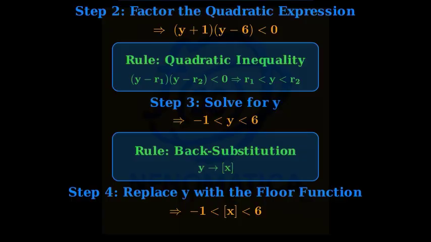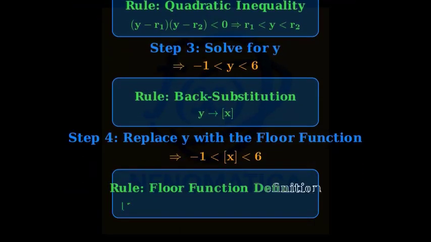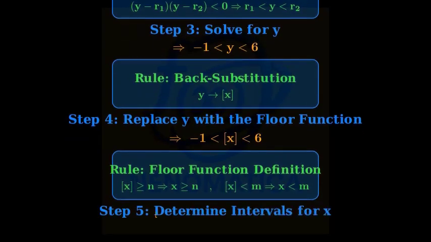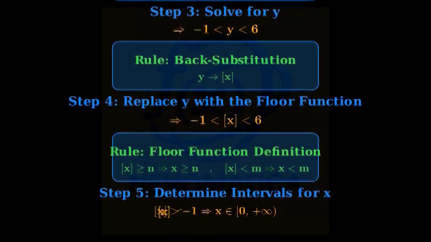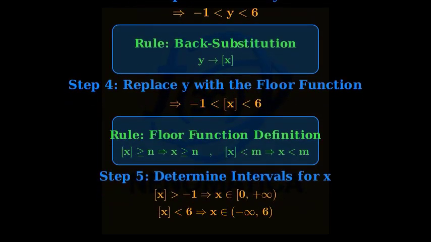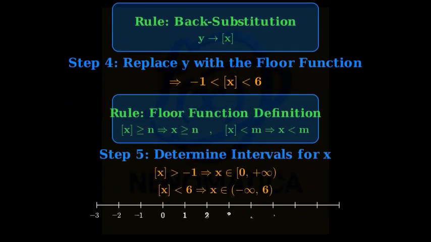Step 5. Interpret the floor bounds. By definition of the floor function, floor of x greater than negative 1 means floor of x is at least 0, so x is at least 0. And floor of x less than 6 means x is strictly less than 6. That gives two sets: x in the interval from 0 to infinity and x in the interval from negative infinity to 6. Let's visualize these on a number line and then take their intersection.